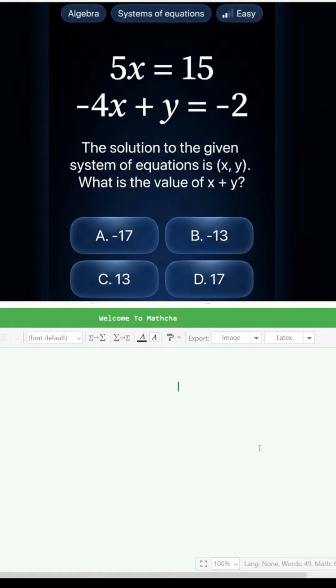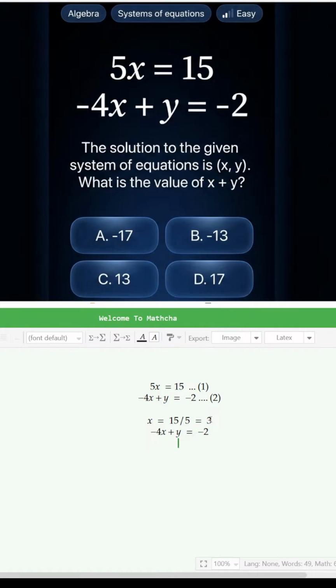So for these two equations we can write 5x is equal to 15, and the second one is minus 4x plus y is equal to minus 2. The first equation is independent of y, so you can directly solve it for x. We write this as equation number 1, and this will be equation number 2. After solving equation number 1 we get x is equal to 15 by 5, that is 3, and minus 4x plus y is equal to minus 2.